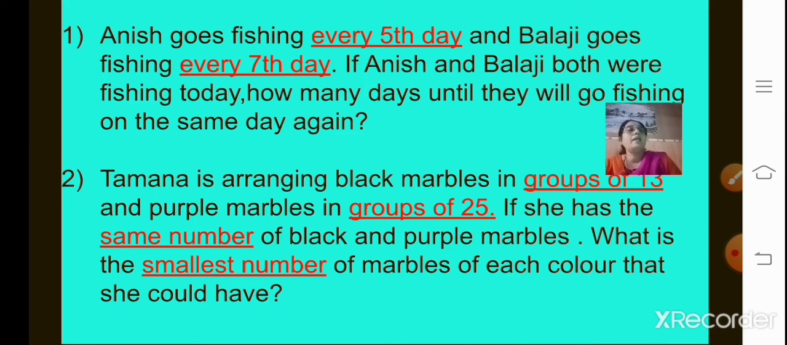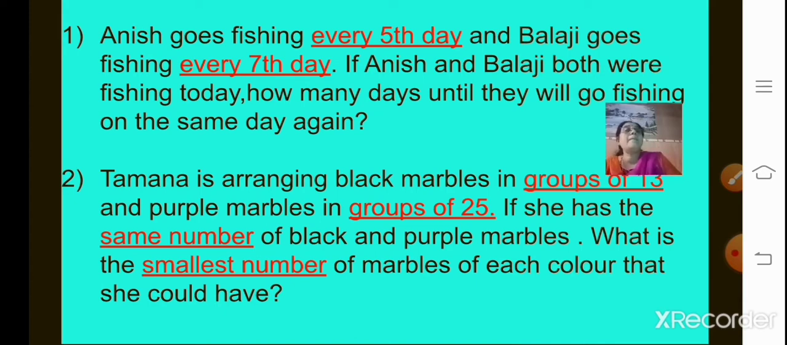Now Tamanna is arranging black marbles in groups of 13 and purple marbles in groups of 25. If she has the same number of black and purple marbles, what is the smallest number of marbles of each color that she could have? Now here Tamanna is arranging marbles in groups of 13. That is again the multiples of 13. Purple marbles in groups of 25. That is the multiples of 25.